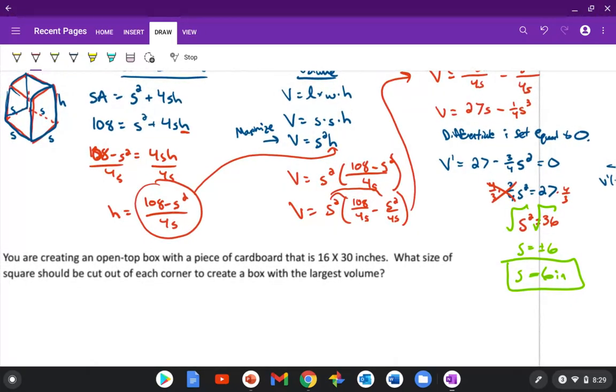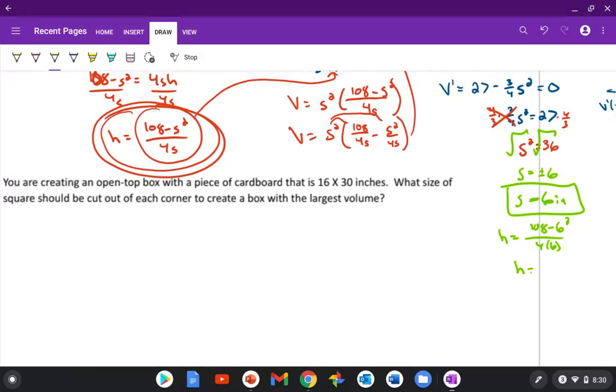So we can just go back and use this here. h is 108 minus s squared over 4s. So h would equal 108 minus 6 squared over 4 times 6. Solve that. So h equals 108 minus 36 over 24.